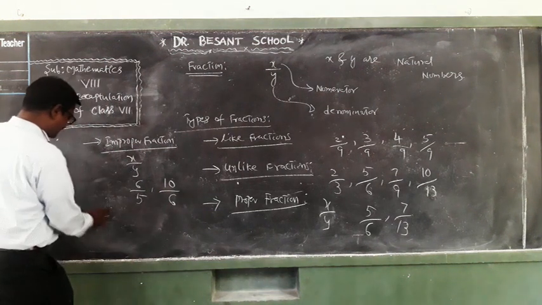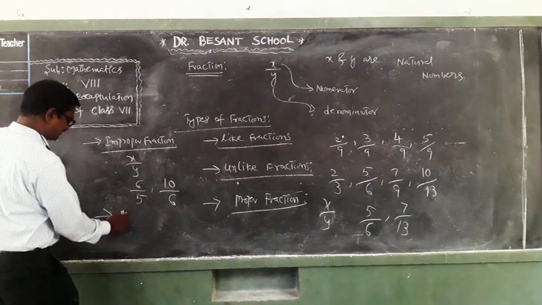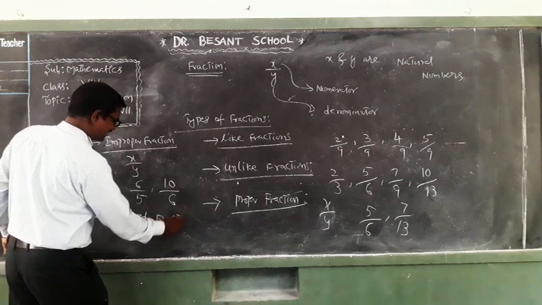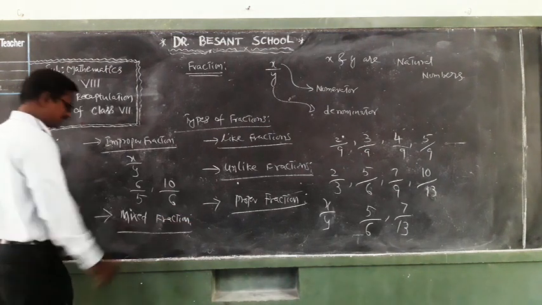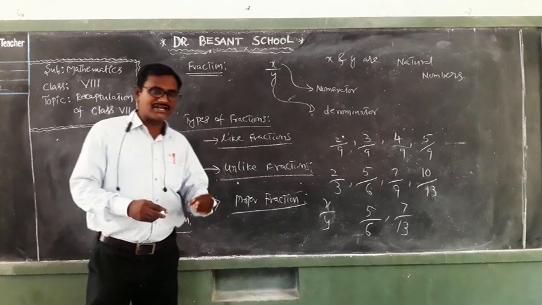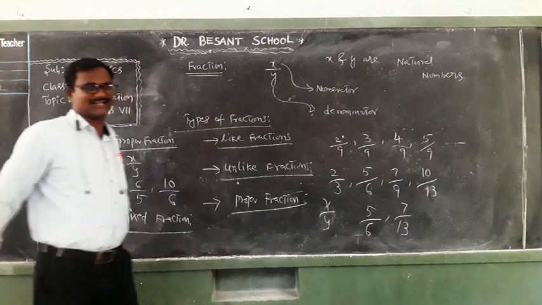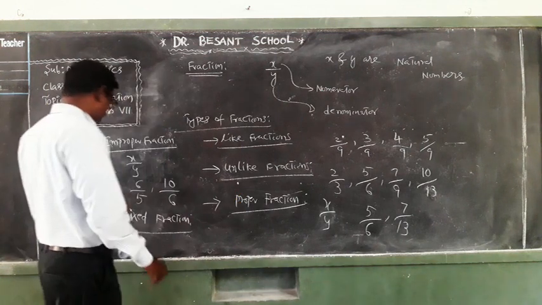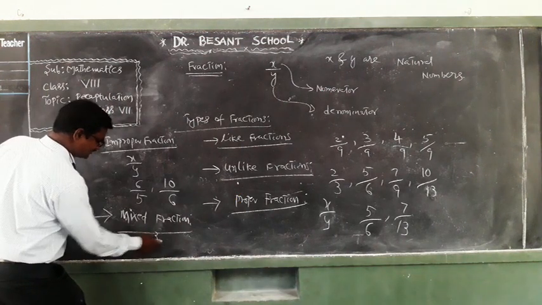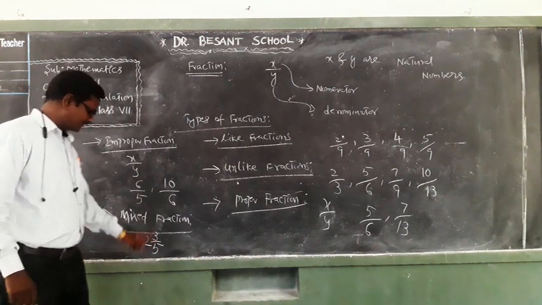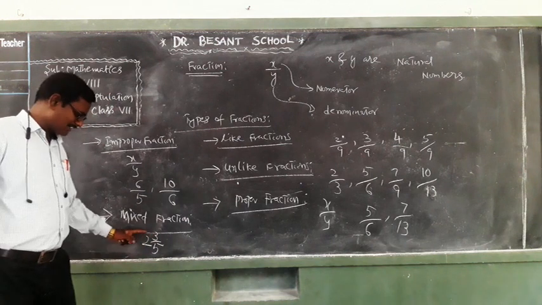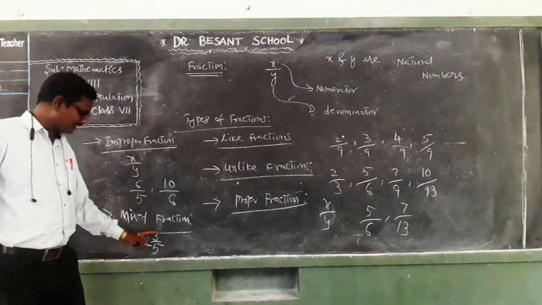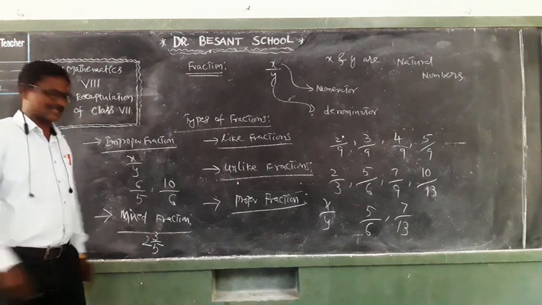And also we completed mixed fraction. See this one. Mixed fraction is nothing but what? A combination of a whole number and a proper fraction is called a mixed fraction. For example, 2 and 3 by 5. 2 is a whole number. 3 by 5 is a proper fraction. So a combination of a whole number and a proper fraction is called a mixed fraction.